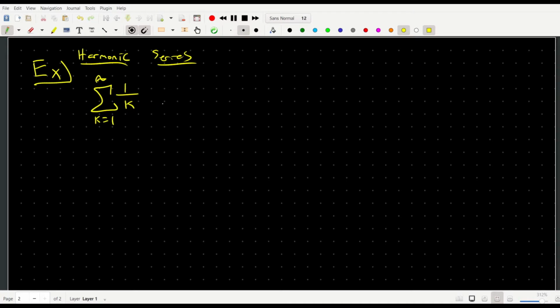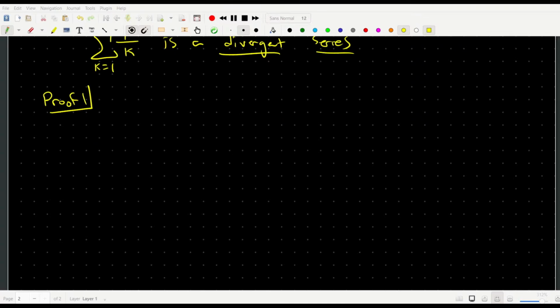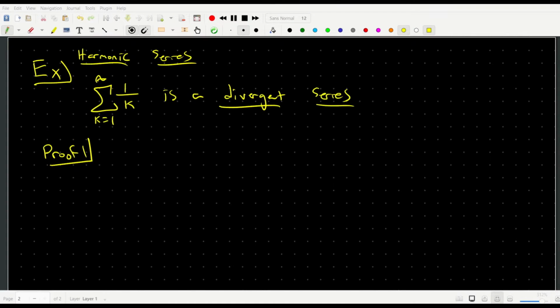And the harmonic series is a divergent series. I made this claim in the previous lecture, and I want to go over a proof. I'm going to go over two proofs. The first one will be a direct proof, and this proof is a little bit longer than the proof using the integral test. So the direct proof for this involves looking at the nth partial sum of this series.